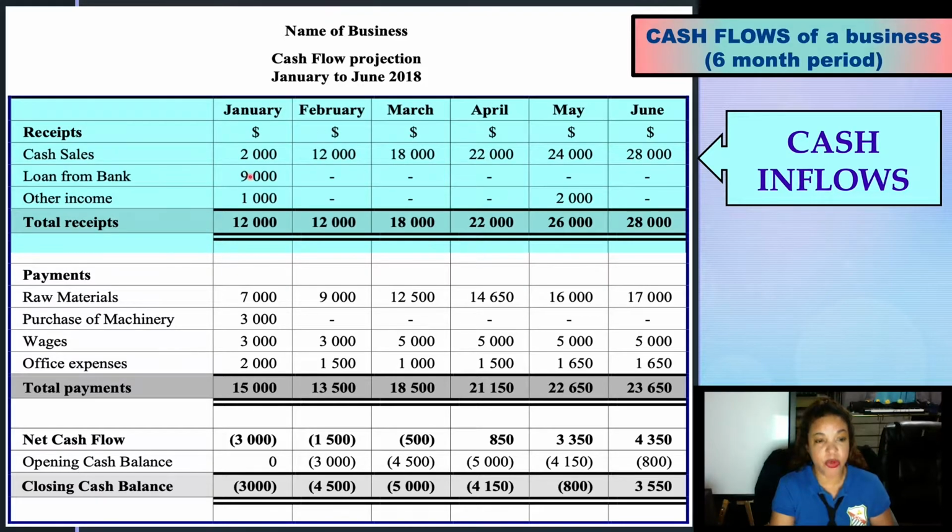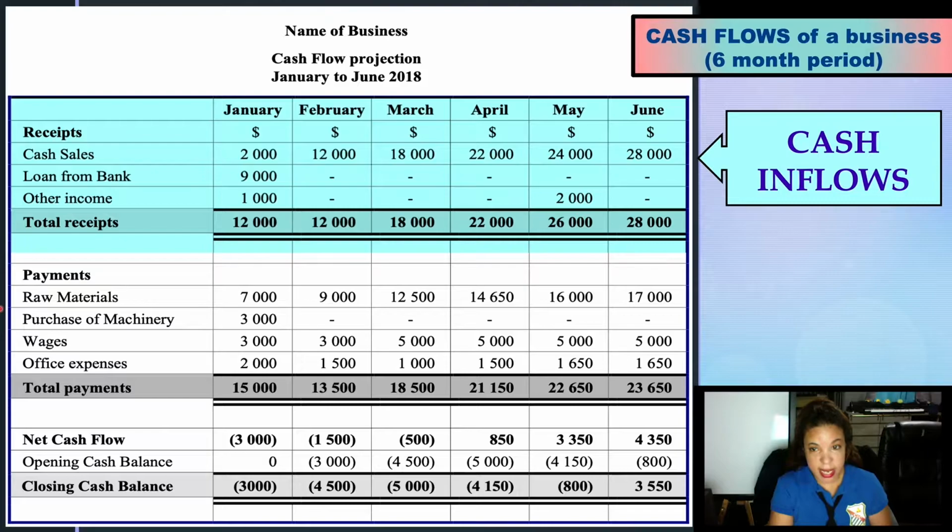So January, you would have seen that they received cash sales of 2,000, loan from bank 9,000, other income 1,000. And then February was only cash sales, March the same, April the same, May had cash sales and other income, and June cash sales. So you just put it in terms of these columns, very easy. Question gives it to you, you plug it in there, your cash receipts, and then you total it up.